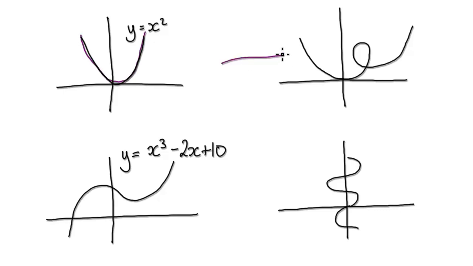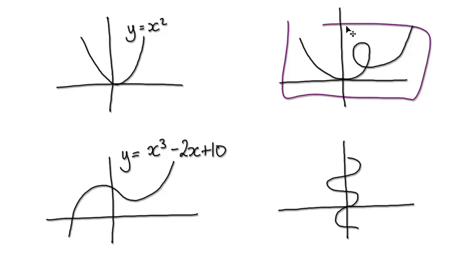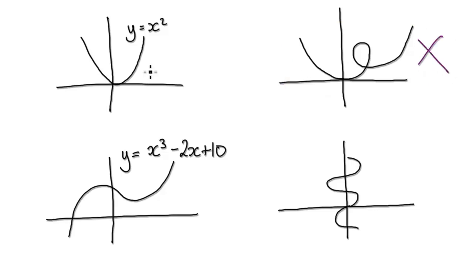Whereas if you look at this graph, it goes back on itself. For example, you're always moving to the right, and when you get to this stage, you're actually turning around and moving to the left. Then you're moving to the left, and now you're moving to the right again. So here you've got a graph that turns back on itself. This is not a function. Whereas this graph here is a function because it's always moving to the right.